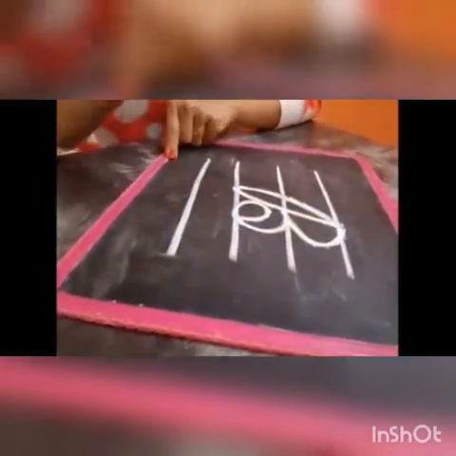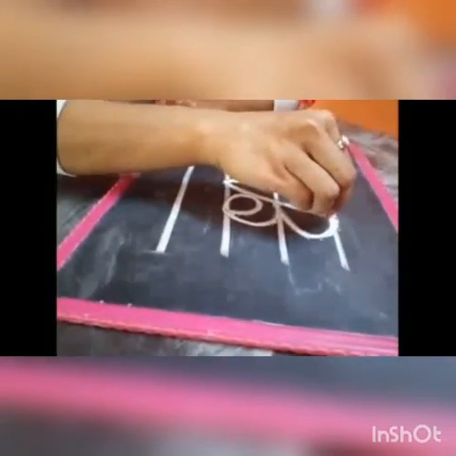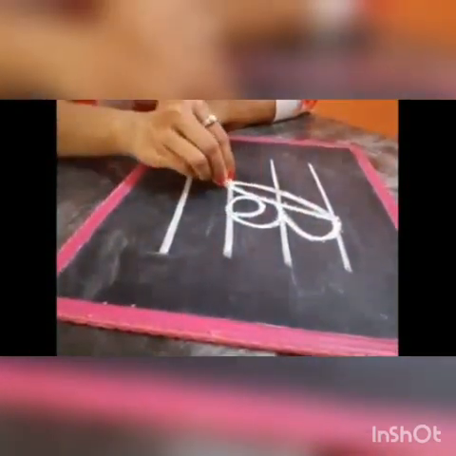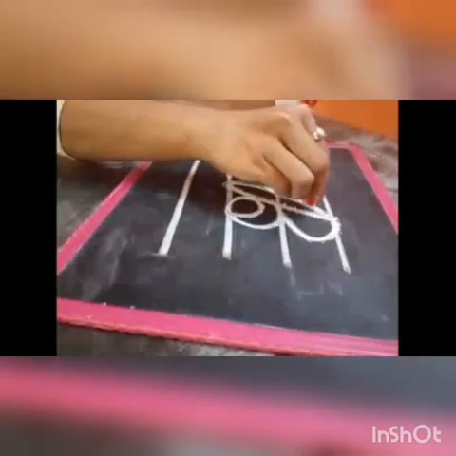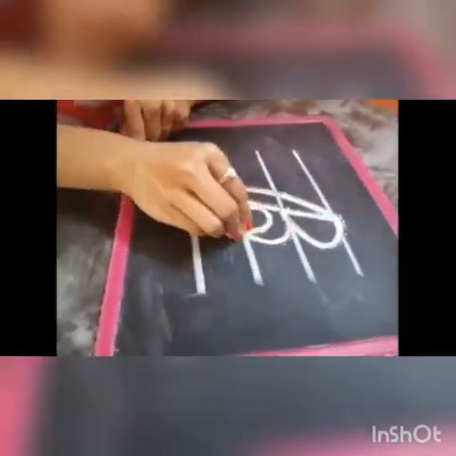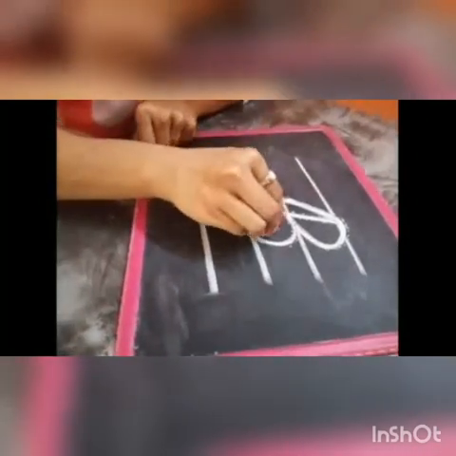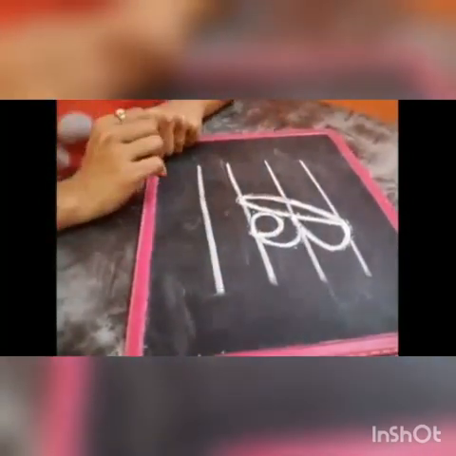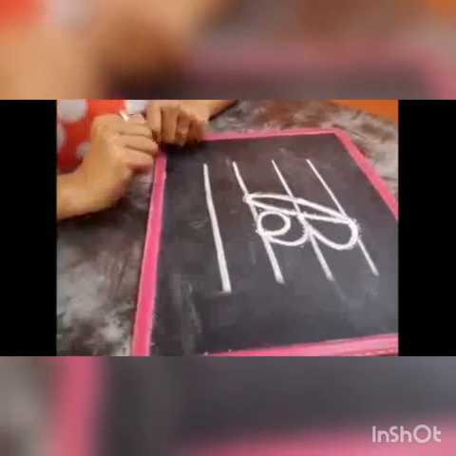Again I will do that. Start from here, take a turn and go back up, make a half curve, again a half curve, and now an inside round. That is letter B. Let us do it in the notebook now.